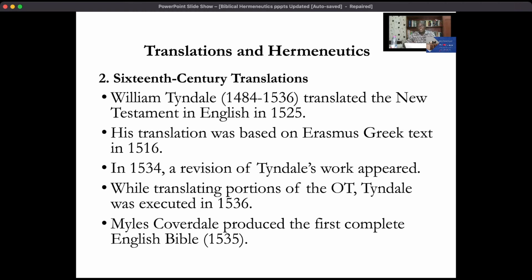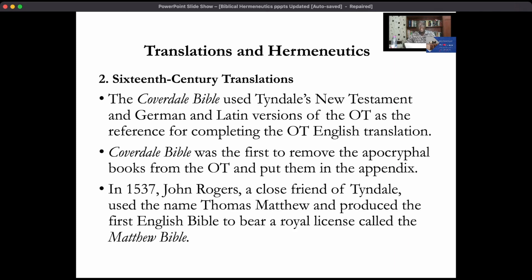Miles Coverdale produced the first complete English Bible, 1535. The Coverdale Bible used Tyndale's New Testament and German and Latin versions of the Old Testament as a reference for completing the Old Testament translation. The Coverdale Bible was the first to remove the apocryphal books from the Old Testament and put them in the appendix. In 1537, John Rogers, a close friend of Tyndale, used the name Thomas Matthew and produced the first English Bible to bear a royal license, called the Matthew Bible.